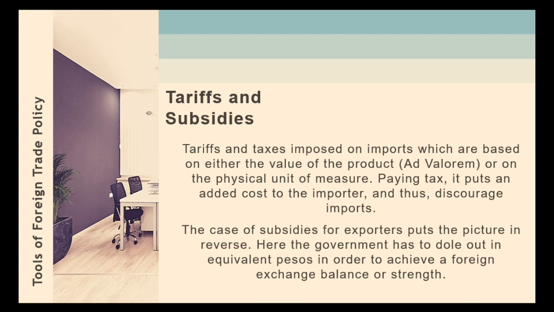Here, the government has to dole out an equivalent peso in order to achieve a foreign exchange balance or strength. Which means the subsidies or incentives can take diverse forms. The mild ones are the tax credits and allowances, preferred interest rates and credit, while the all-out form is an actual cash bonus, making it operate like a multiple exchange rate. With that being said, subsidies are direct or indirect payment, economic concession, or privilege granted by a government to private firms, households, or other governmental units in order to promote a public objective.